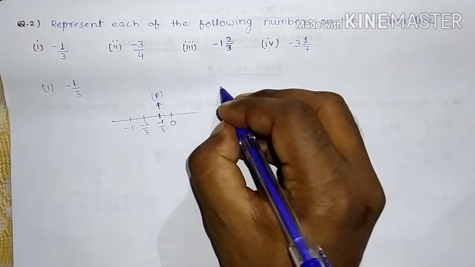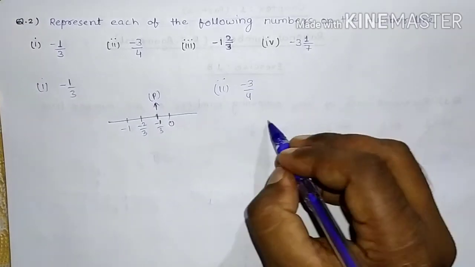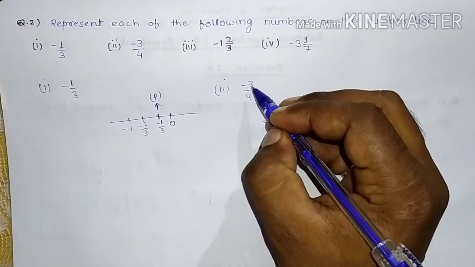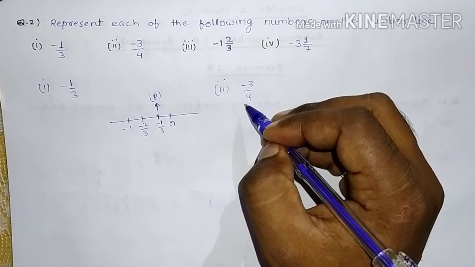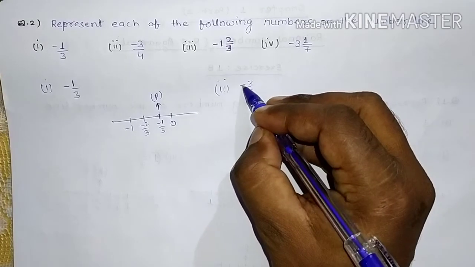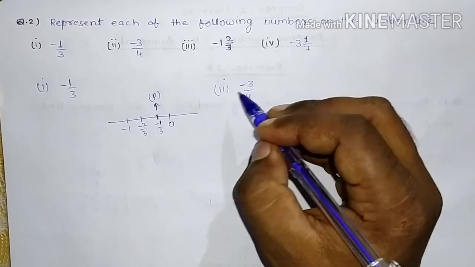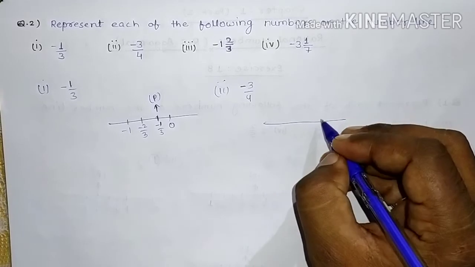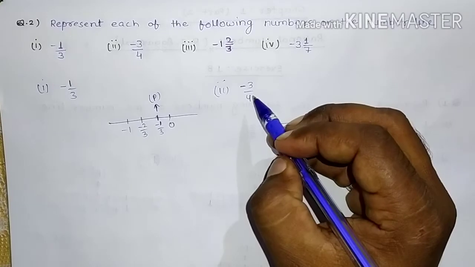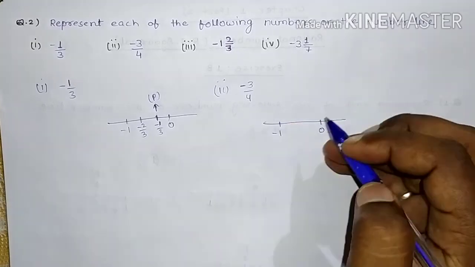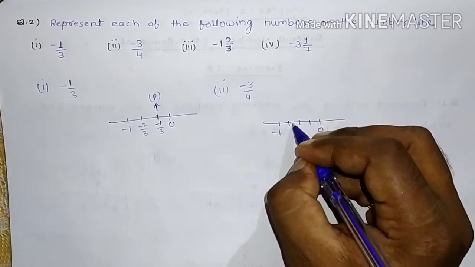Now the next question, that is -3 by 4. Again 3 is less than 4, so the numerator is less than the denominator. And there is a negative sign here, so we know that this number lies between 0 to -1. Okay, so let's suppose this is 0 and this is -1. Now the denominator is 4 here, so just divide into 4 parts.